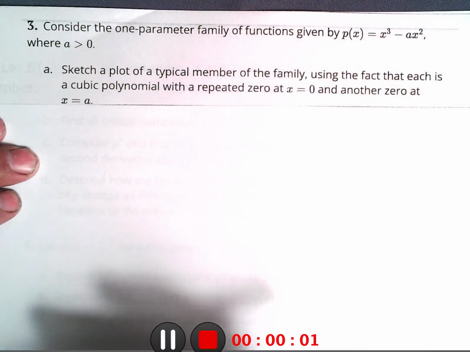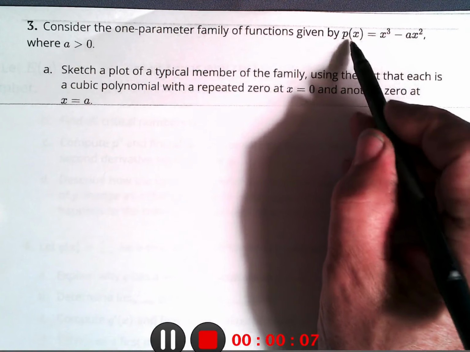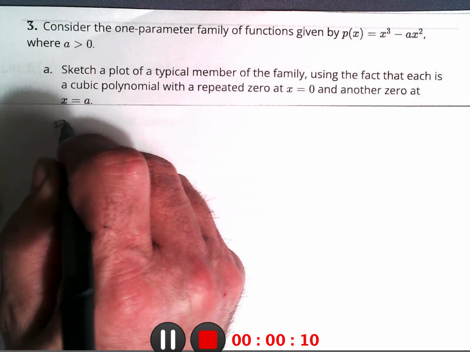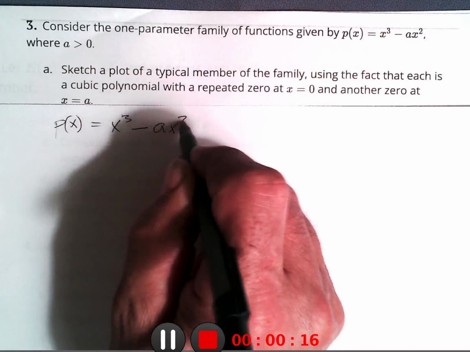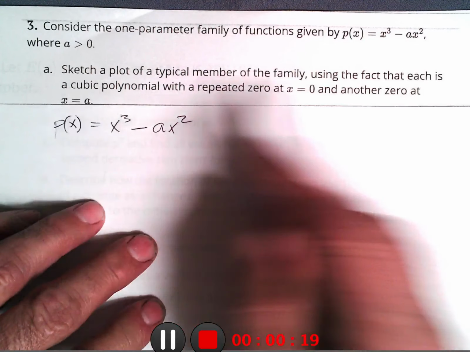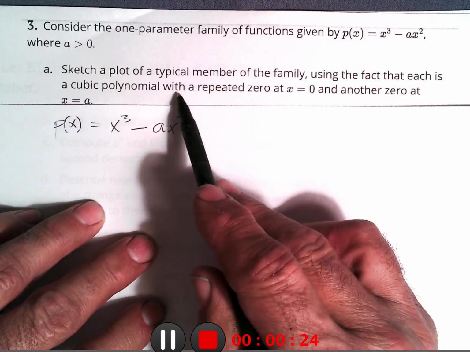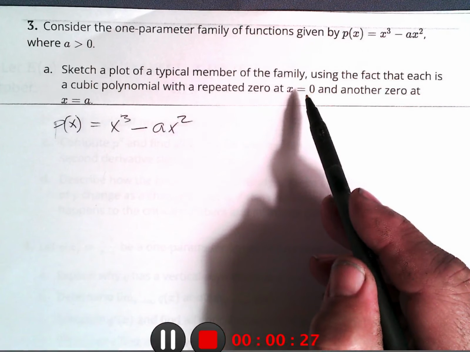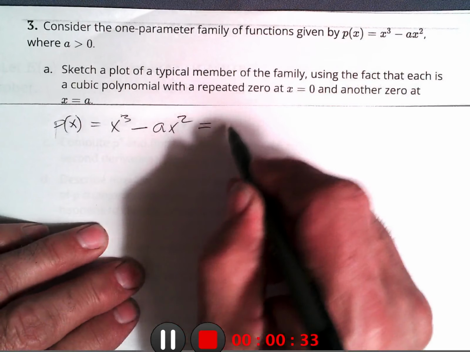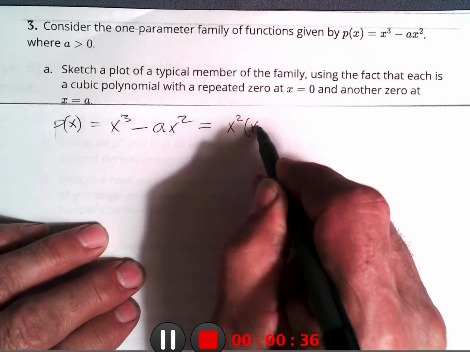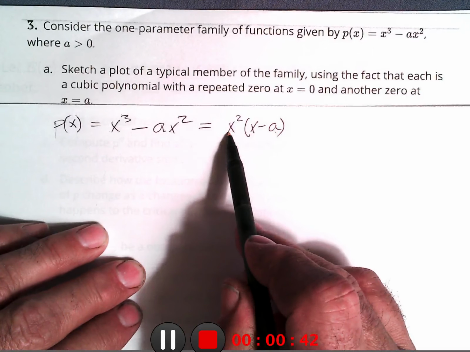3.2, this is number 3, and it says we have this family of functions p of x equal to x to the third minus ax squared. And it gets a typical member of this, and with a repeated 0 at x equals 0. And why is this a repeated 0? Well, this factors to x squared times x minus a, taking an x squared out of both. So there's a 0 at a and a double 0 at x squared.